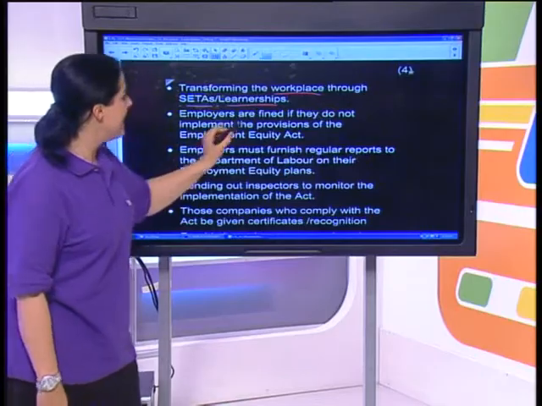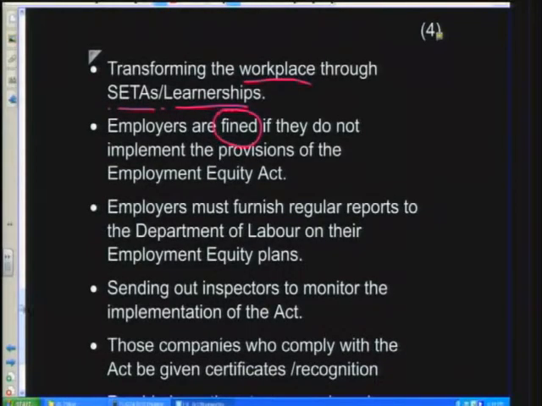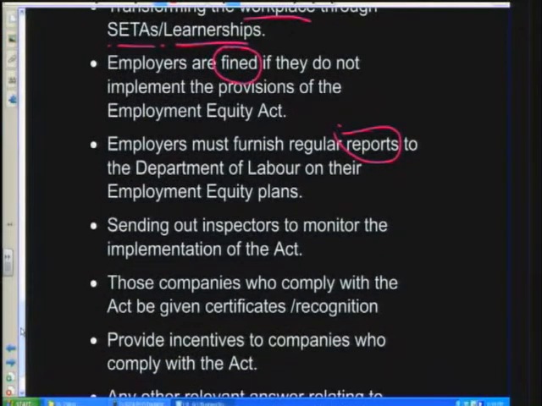Employers are fined. Wow. Did you guys know that? They can get a fine if they don't implement the Employment Equity Act. Employers must furnish regular reports, we spoke about that just now, to the Department of Labor on their employment equity plans. Then they're also sending out inspectors to come and monitor your business.